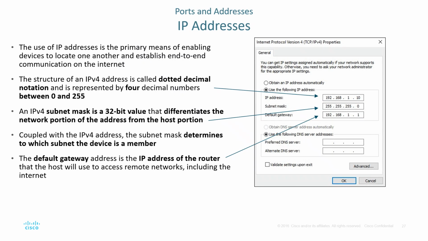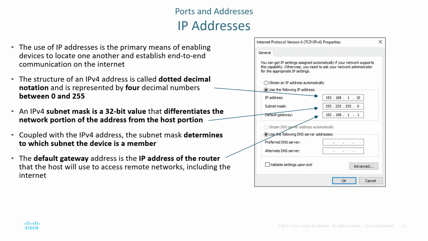Statically assigning our addresses. Okay, I gave you this handout at the end of your first lab, basic switch configuration. So the use of IP addresses is the primary means of enabling devices to locate one another and establish end-to-end communication on the internet. The structure of an IP address is called dotted decimal notation, as you see here. It is represented by 4 decimal numbers between 0 and 255, separated by a period.